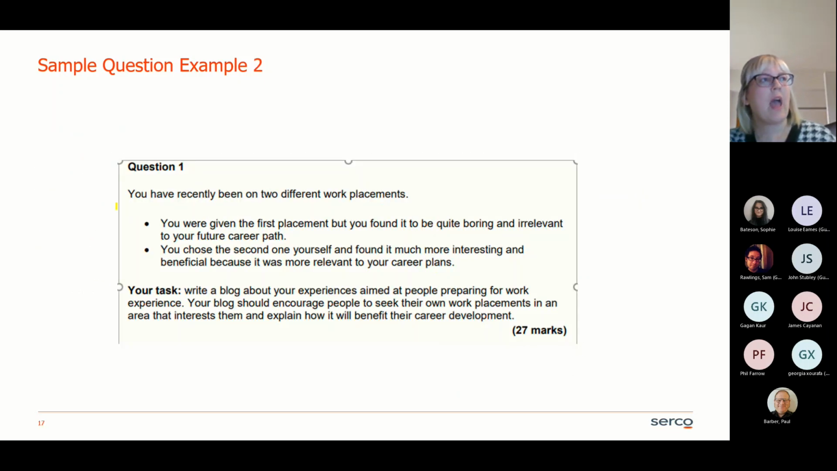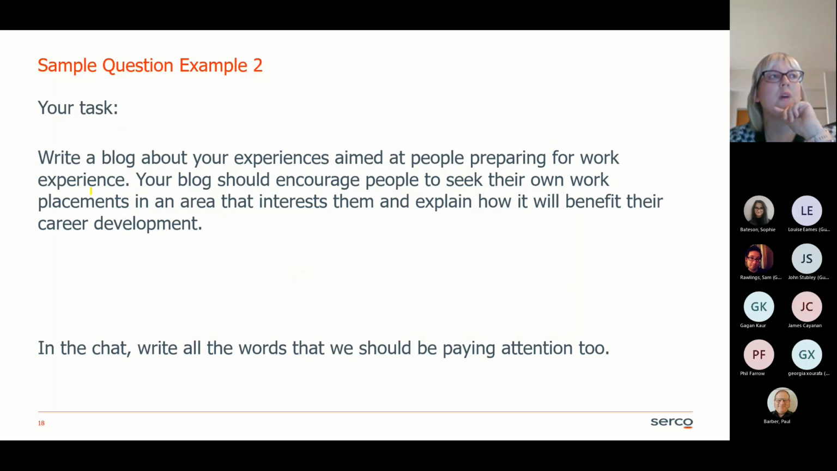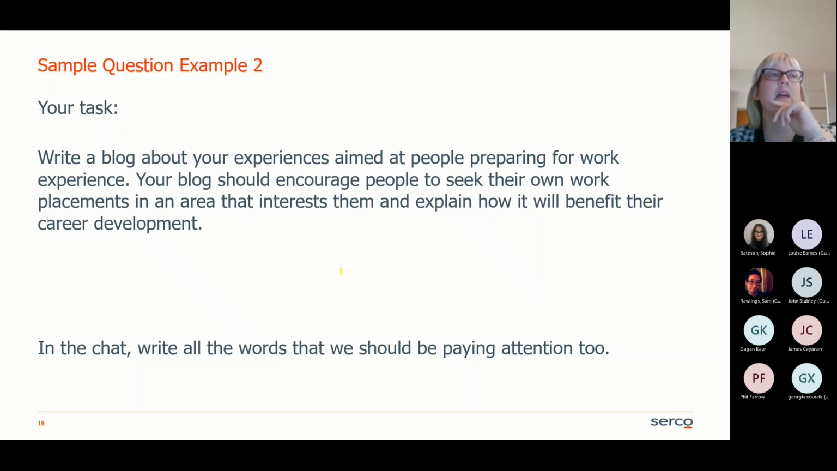So example 2, you have recently been on 2 different work placements. You were given the first placement, but you found it to be quite boring and irrelevant to your future career path. You chose the second one yourself and found it much more interesting and beneficial because it was more relevant to your career plans. So your task then, I'm going to skip on to the next page. Write a blog about your experiences aimed at people preparing for work experience. Your blog should encourage people to seek their own placements in an area that interests them.